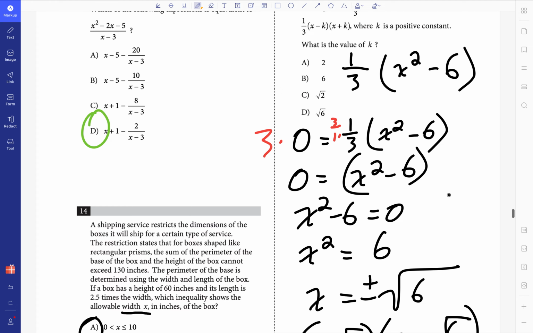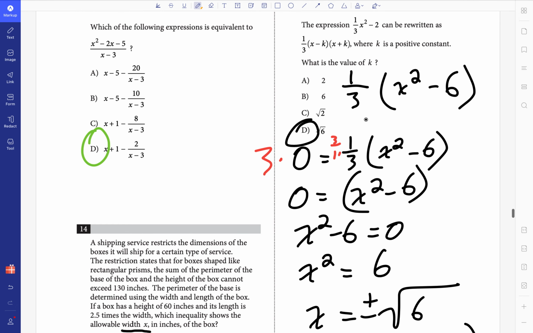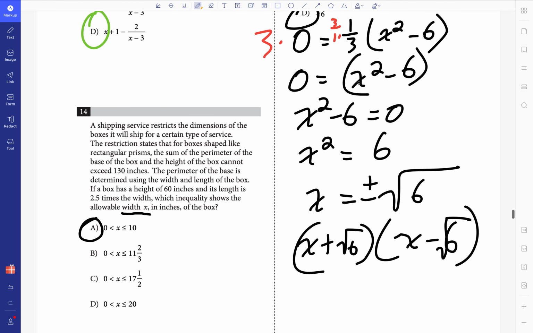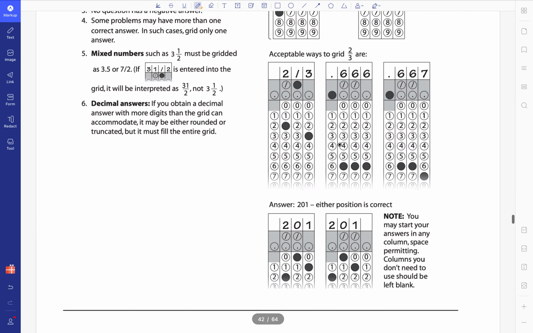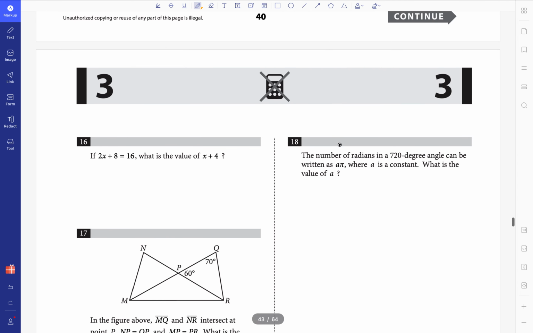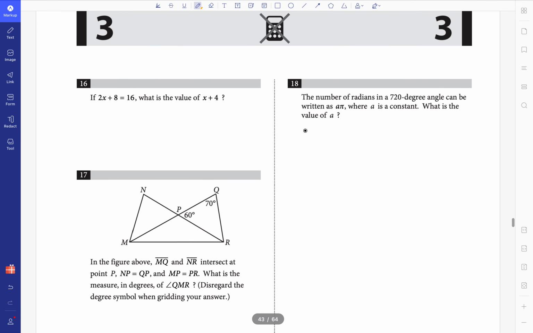So that's how we would solve it, leaving us with d as our proper answer, where k is the value of d. So we would just factor out the 1/3, and then solve and see what this would get us. It got us plus minus root 6, and that's what we got. So now these are no multiple choice. I just got to explain it.